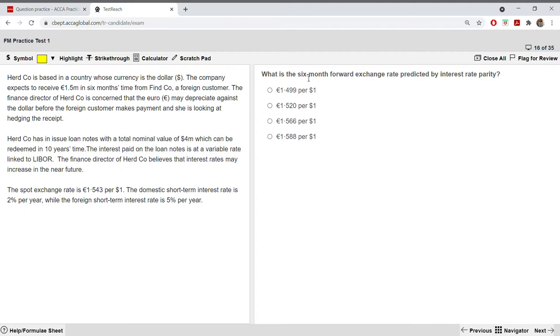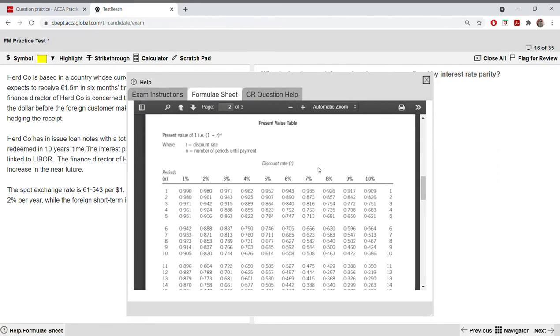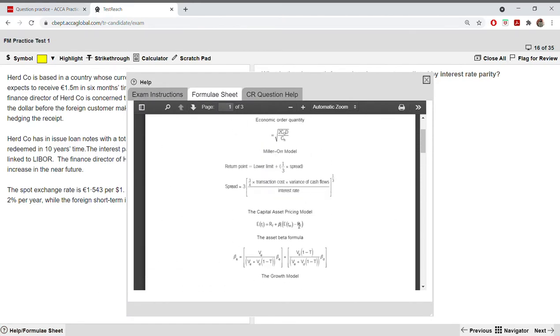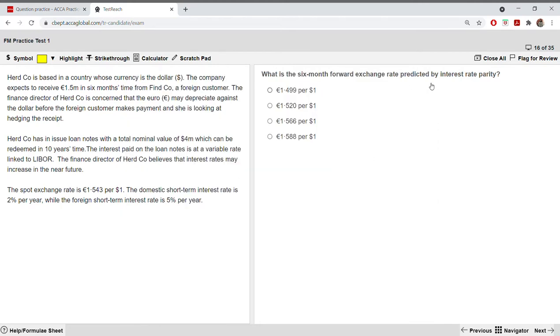So what is the 6-month forward exchange rate predicted by interest rate parity? Definitely you should know how to use interest rate parity, right? If you forgot the formula, it is there. Go to help, formula sheet, open the formula sheet, and if you go up, you will see the interest rate parity. It is 1 plus the interest rate of the counter currency divided by 1 plus the interest rate of the base currency, into the spot rate. Okay, so now let us read.